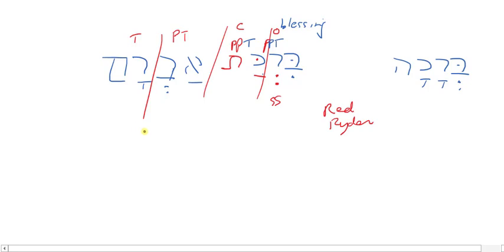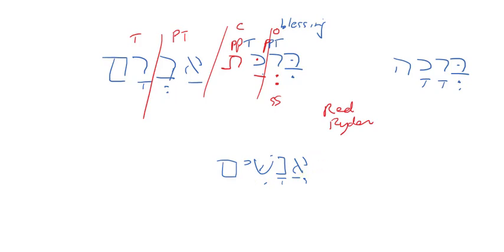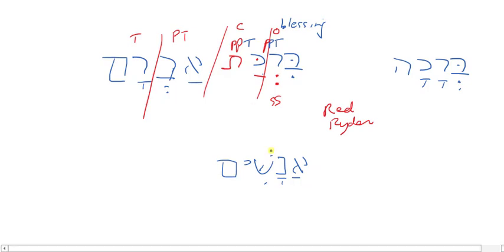Okay. Let's take a look at anashim. What is anashim? Good, men. So look at the way we spell anashim here. That is a compound shva at the beginning, right? Anashim. All right.